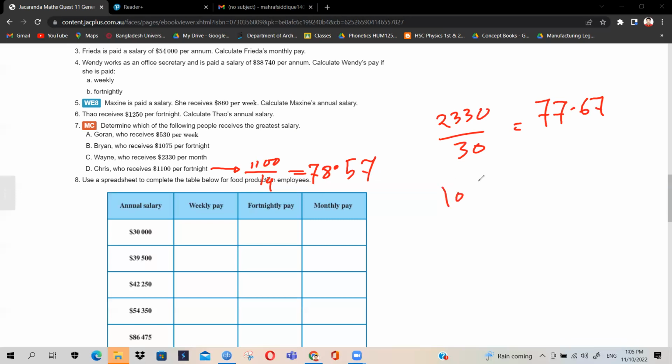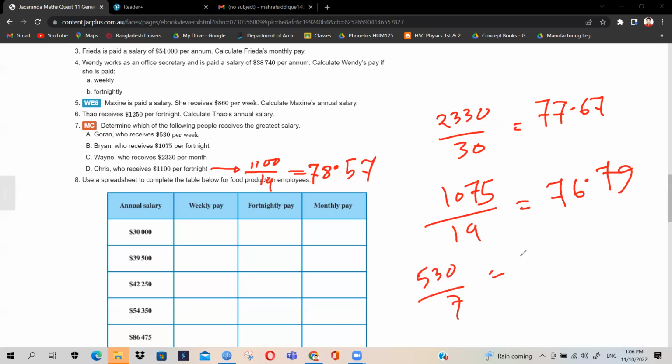For Brian, it will be 1075 upon 14. I hate days. That gives 76.79. If I were the teacher, I would have given you the marks. But as you can see, in case of Goran, 530 upon 7 equals 75.714. Understand why this is happening?